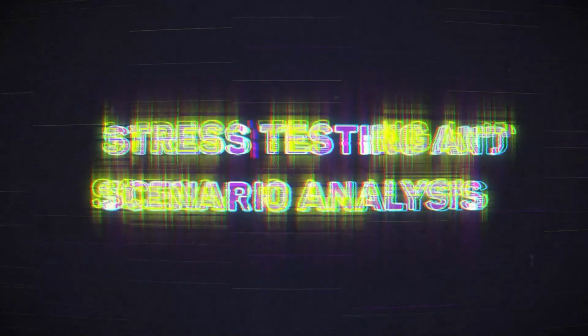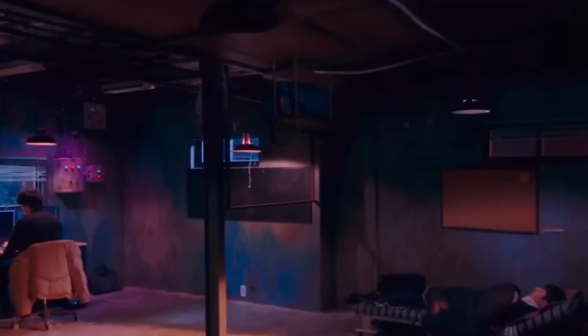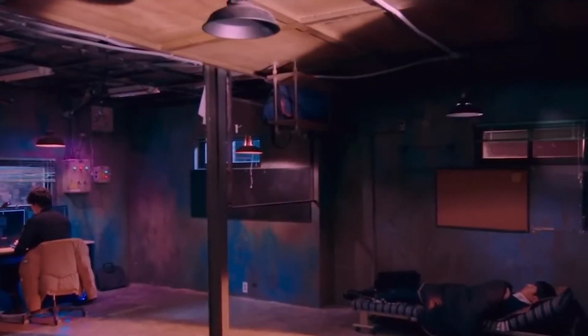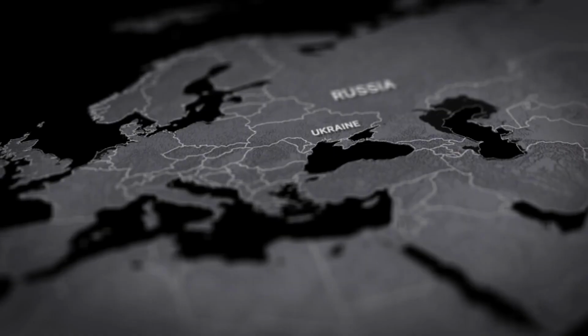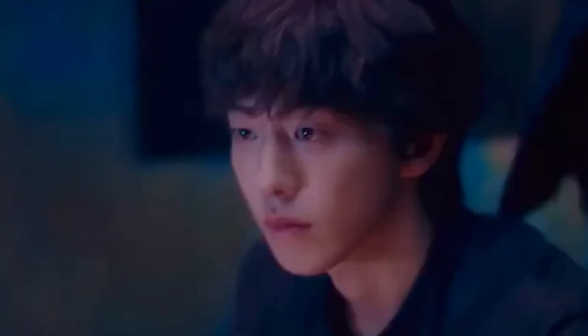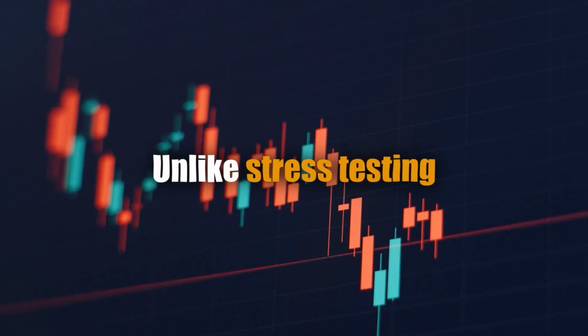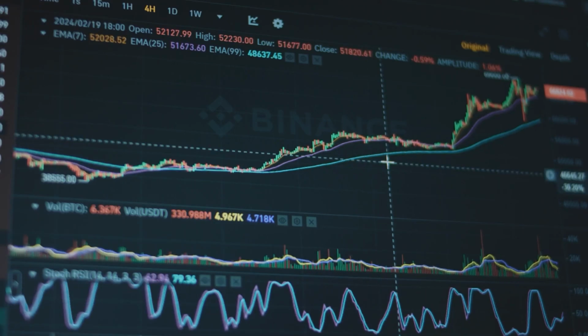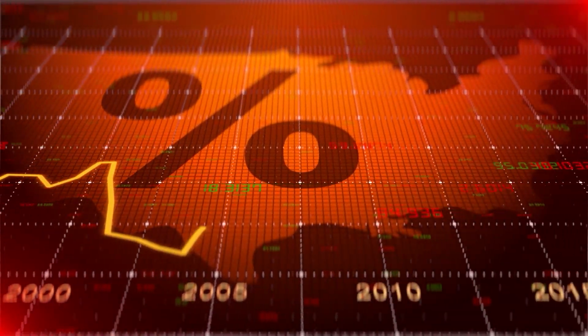Stress testing and scenario analysis. Now let's dive into stress testing and scenario analysis, both critical to understanding how your portfolio performs in extreme conditions. 1. Stress testing. This involves subjecting your portfolio to extreme conditions, such as the 2008 financial crisis or sudden geopolitical events. It's a way to preemptively identify weak points in your strategy. 2. Scenario analysis. Unlike stress testing, scenario analysis is more about testing a variety of future scenarios, such as changes in interest rates or macroeconomic shifts.